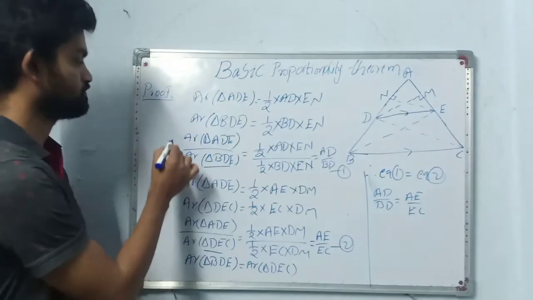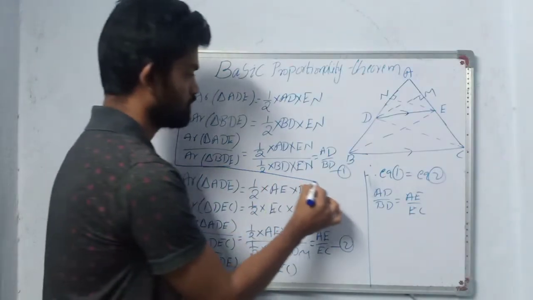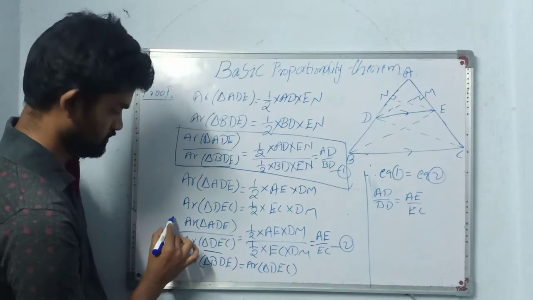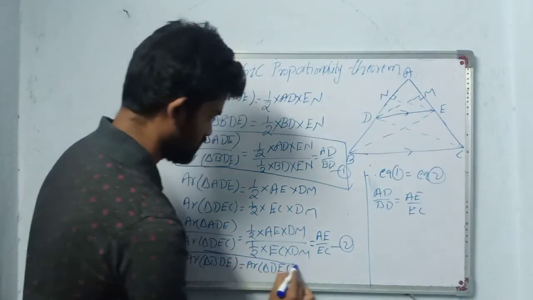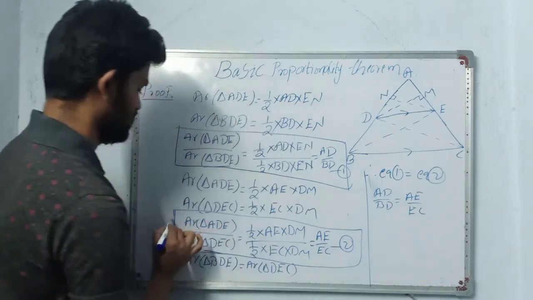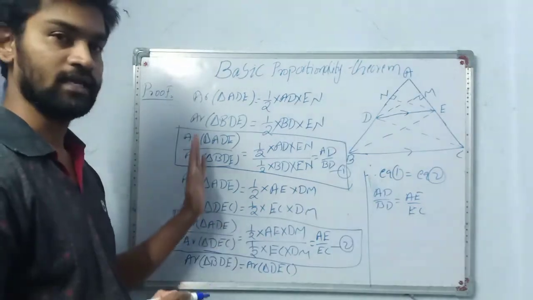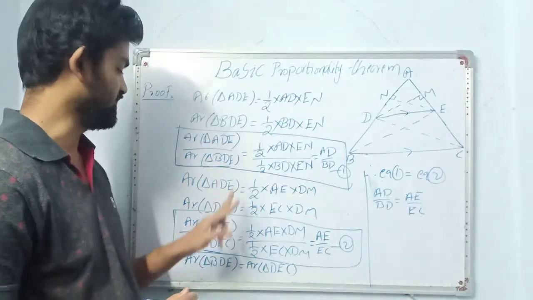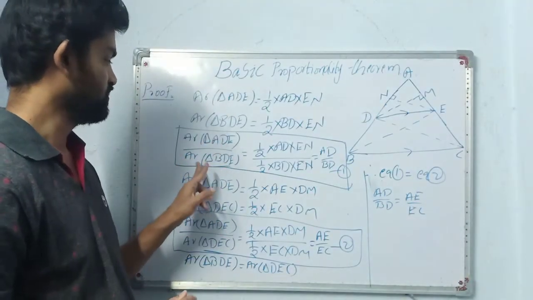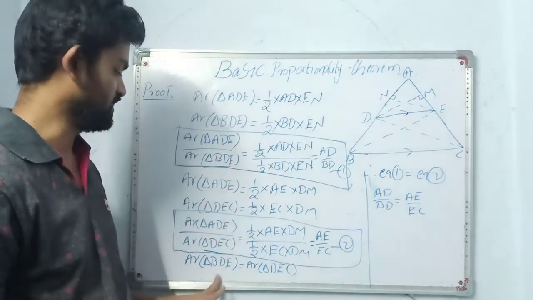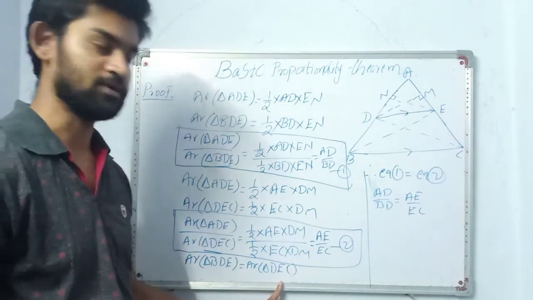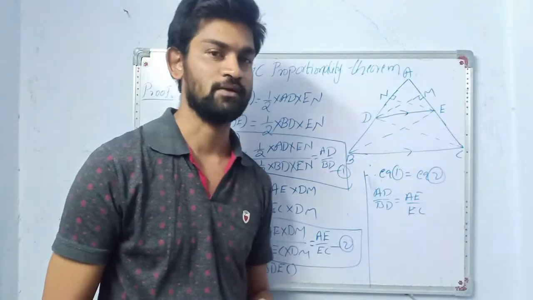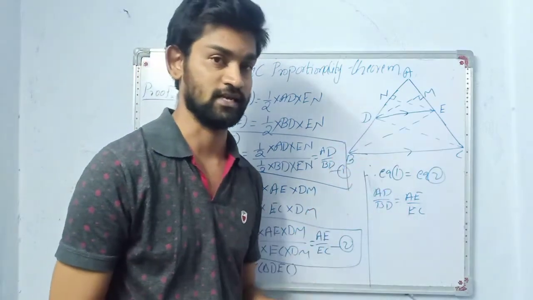See here, this equation and this equation are equal because their LHSs are equal. Because here the area of triangle ADE is a common term and we have proved the area of triangle BDE equals the area of triangle DEC because they lie between two parallel lines and have the common base, which we already learned in our 9th class.